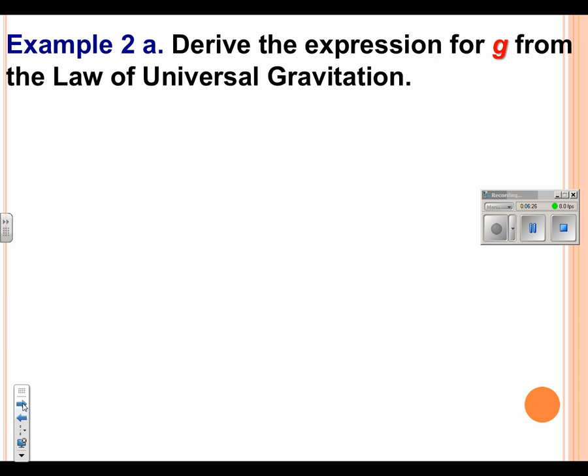All right. So I want to derive an expression for g from the law of universal gravitation. The law of universal gravitation formula on my formula chart is F equals G m1 m2 divided by r squared. Well, I also know that F equals ma, and I know that that is a gravitational force, using gravity as my a right there.